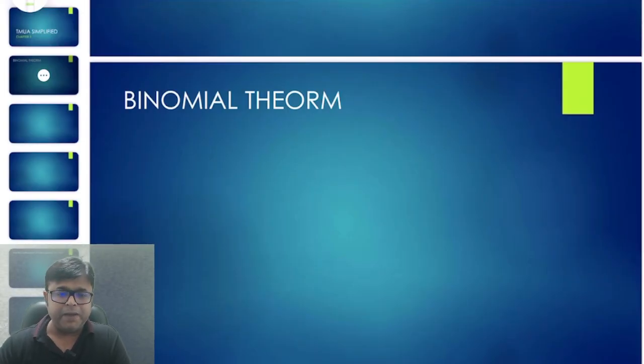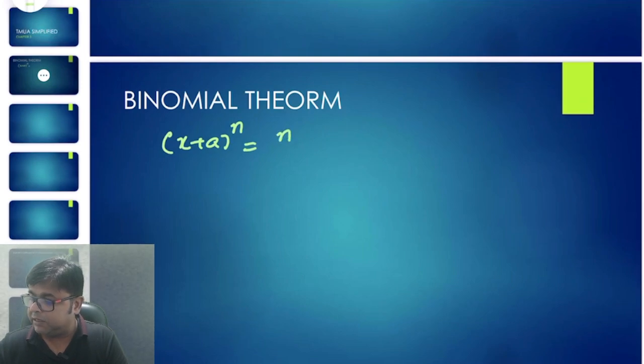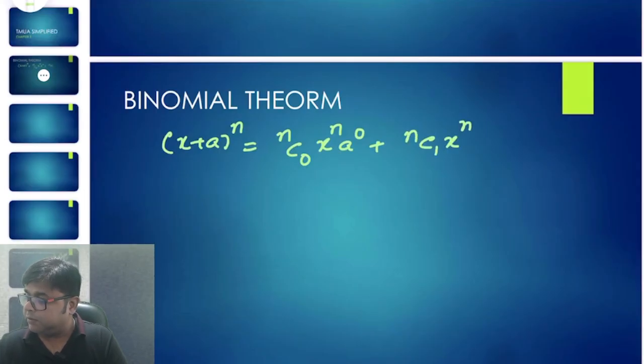Binomial theorem is basically an expansion of x plus a to the power n. So as we know, the expansion of this is nc0 x to the power n a to the power 0 plus nc1 x to the power n minus 1 a to the power 1 plus nc2 x to the power n minus 2 a to the power 2.